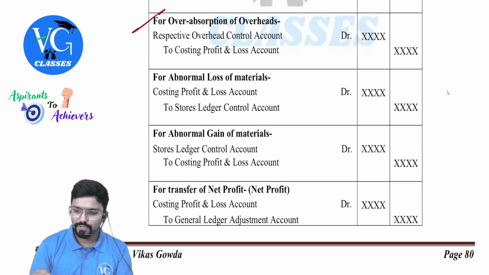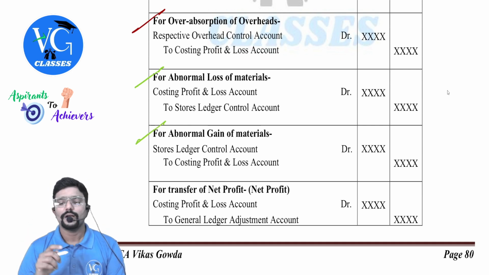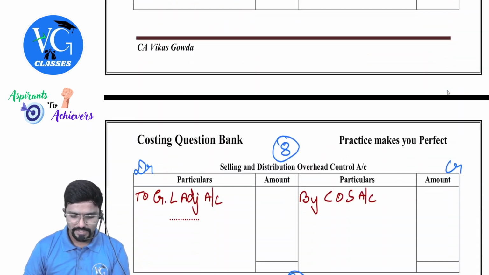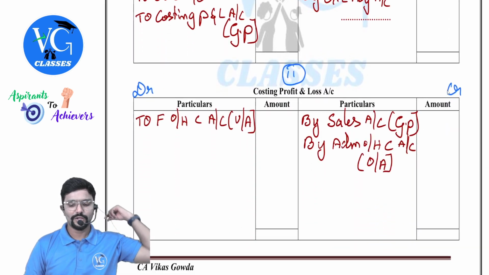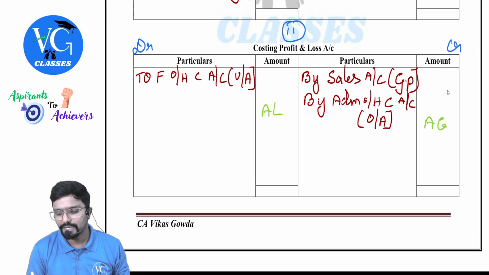Come to this. So, abnormal loss and abnormal gain. I am just marking like this. Now, sir, where do abnormal loss or abnormal gain of material go? If abnormal loss is there, it will come here. If abnormal gain is there, it will come here.